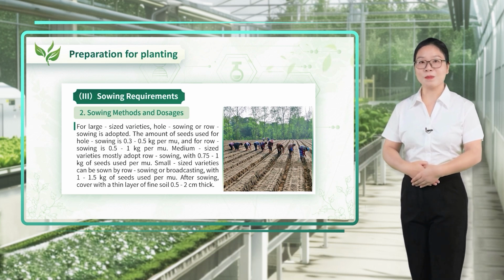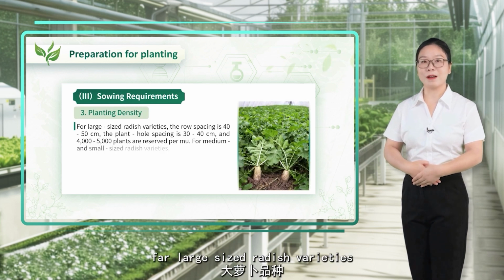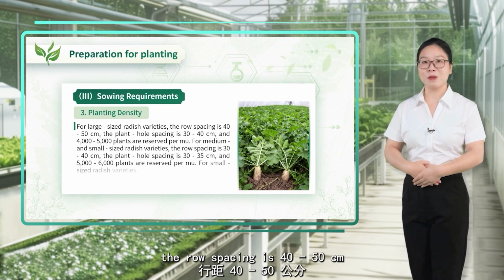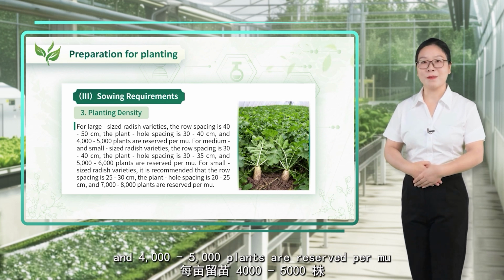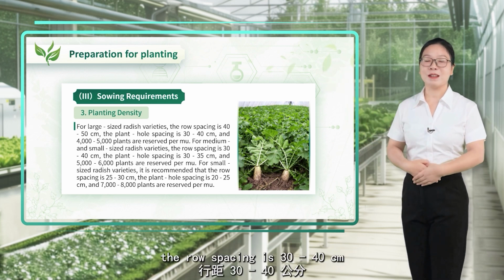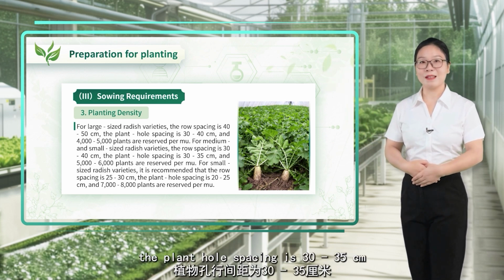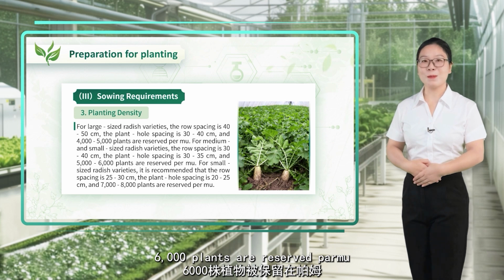Sowing requirements. 3. Planting density. For large-sized radish varieties, the row spacing is 40-50 cm. The plant spacing is 30-40 cm, and 4,000-5,000 plants are reserved per mu. For medium-sized radish varieties, the row spacing is 30-40 cm. The plant spacing is 30-35 cm, and 5,000-6,000 plants are reserved per mu.